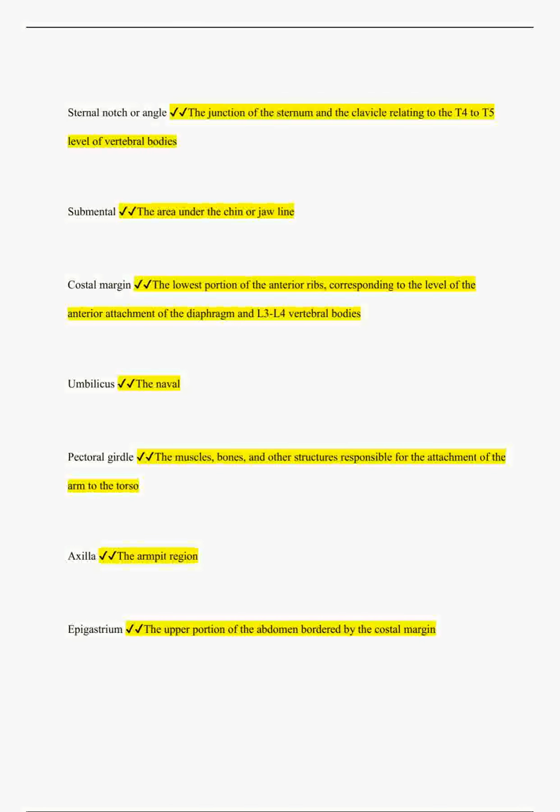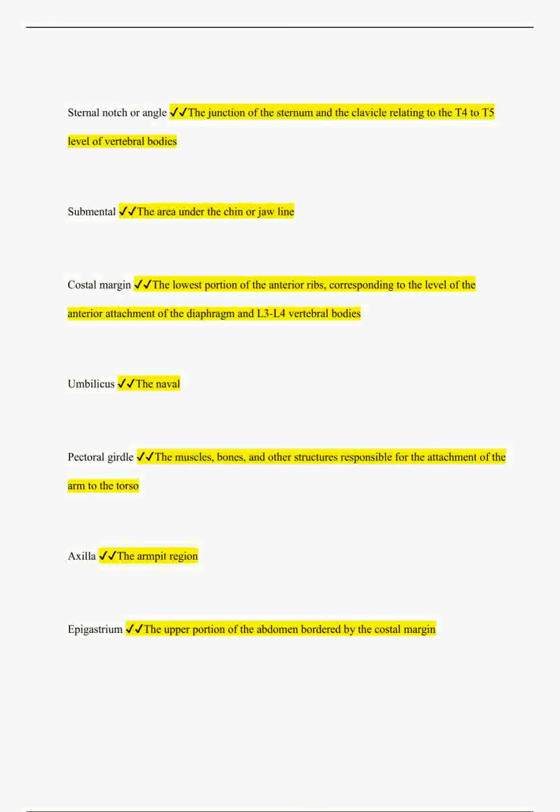2/3. Sternal notch or angle: the junction of the sternum and the clavicle, relating to the T4 to T5 level of vertebral bodies. Submental: the area under the chin or jawline. Costal margin: the lowest portion of the anterior ribs, corresponding to the level of the anterior attachment of the diaphragm and L3, L4 vertebral bodies. Umbilicus: the navel.